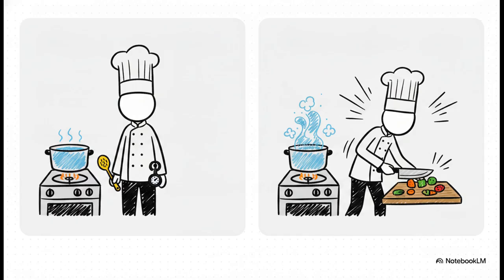The asynchronous chef, however, puts the water on the stove, realizes there's going to be a wait time, and immediately pivots to chopping vegetables. When the water finally boils, they just go right back to the pot. They get vastly more done in the exact same amount of time, all using only one chef.